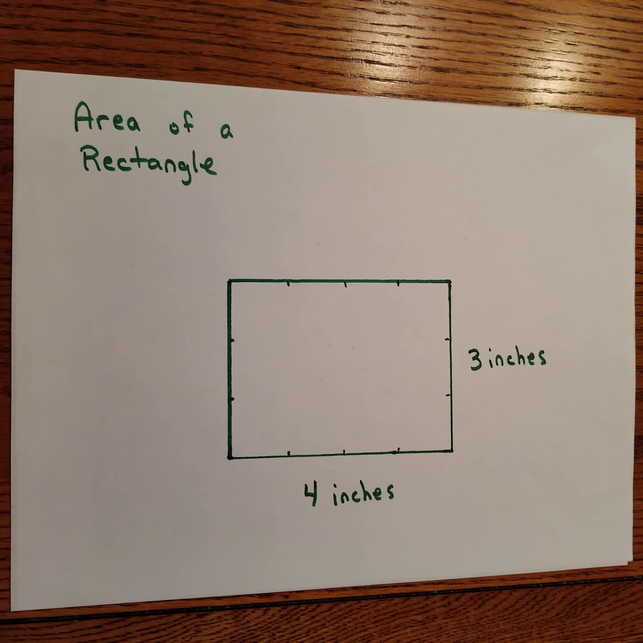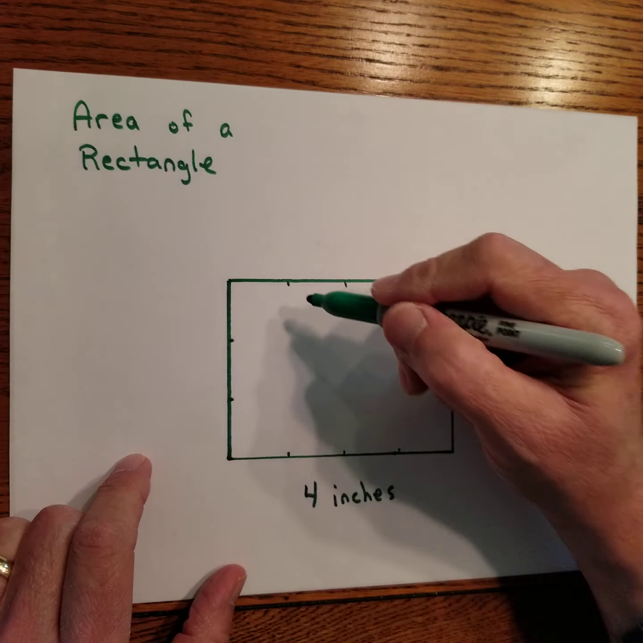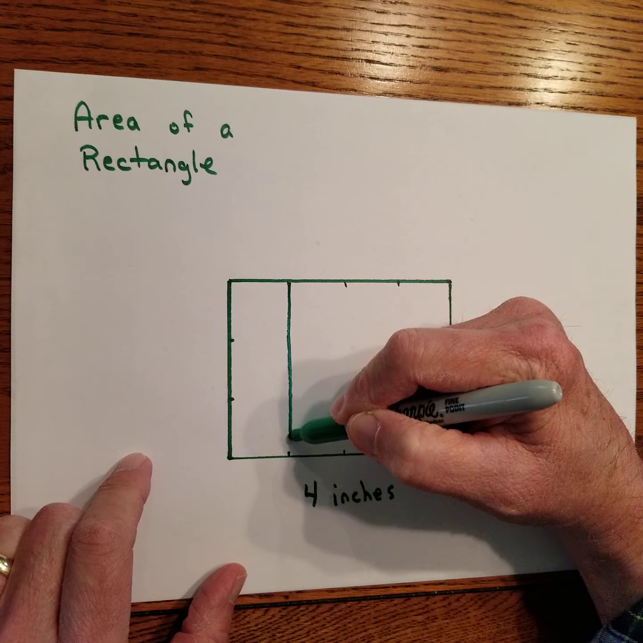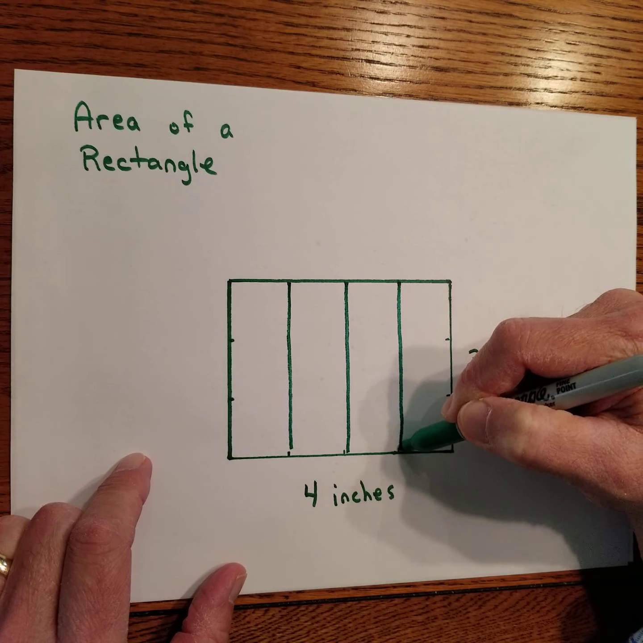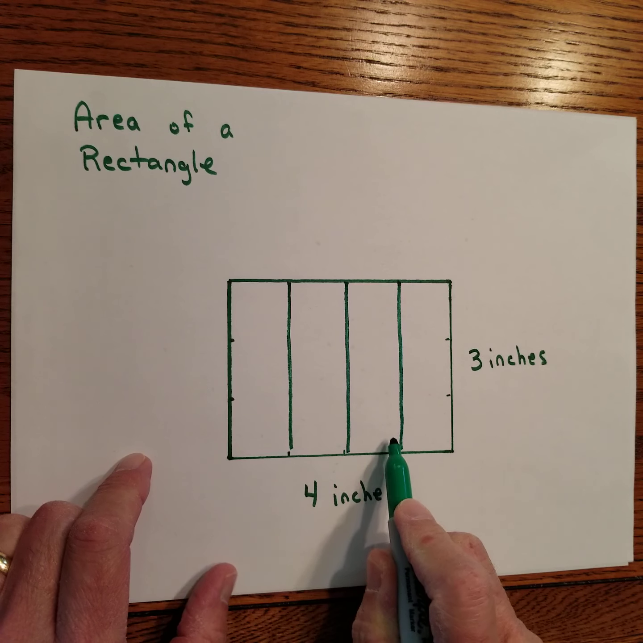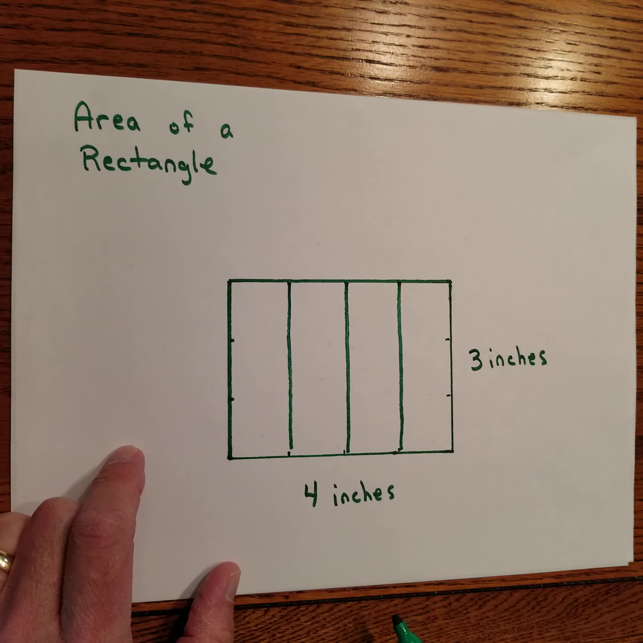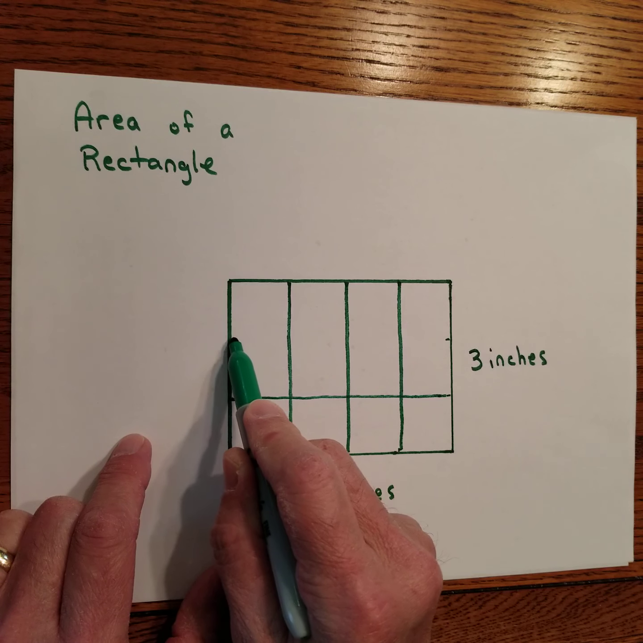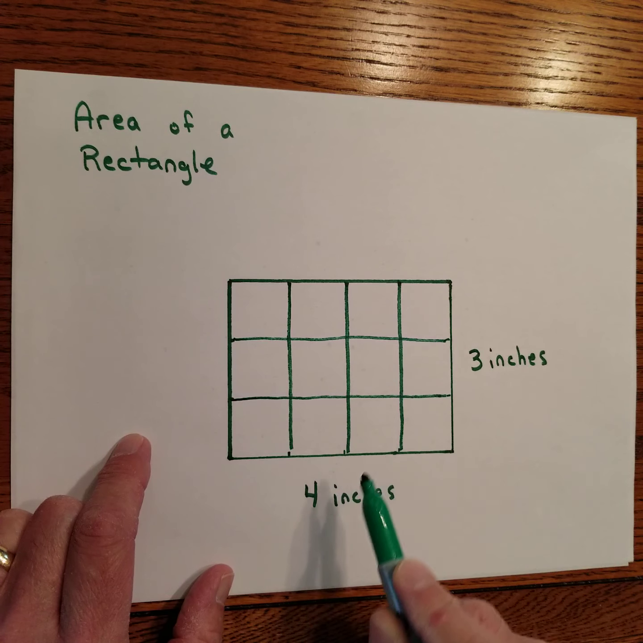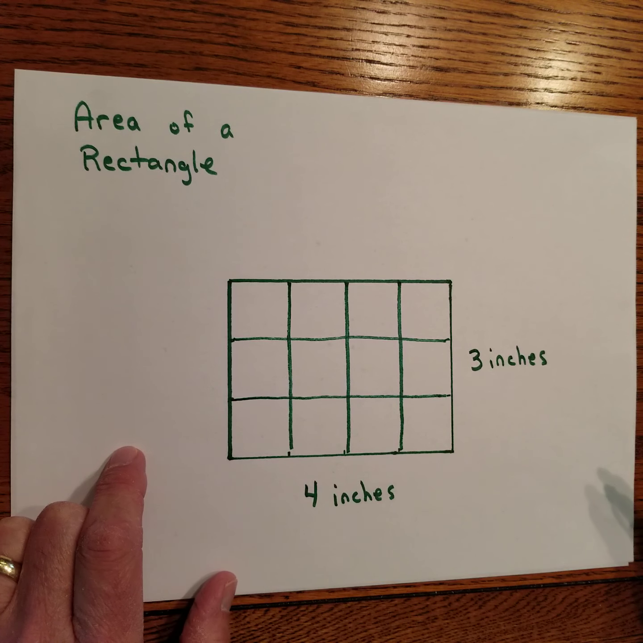Let's start by digging into the meaning of area. Suppose this is a rectangle that is 4 inches wide. Can you see that I could cut it into 4 strips? 1 strip, 2 strips, 3 strips, 4 strips. This rectangle is also 3 inches tall, which means I could cut it into 3 strips this way. 1 strip, 2 strips, 3 strips. How many little squares have I formed?